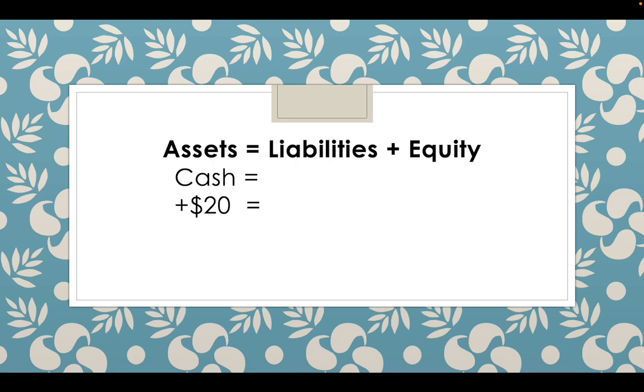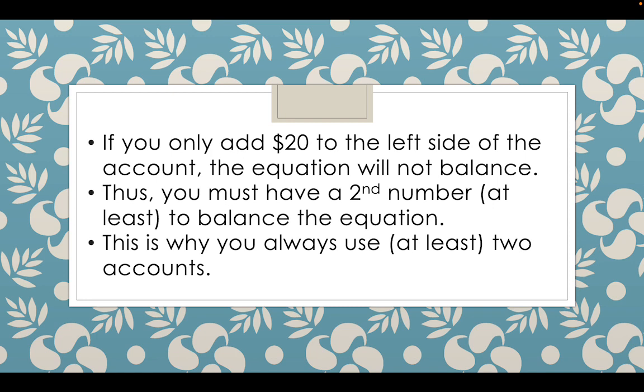So if I only use one account, whether it's cash or whether I only use a liability account or I only use an equity account, it's gonna throw the accounting equation out of balance. Whether you're adding or subtracting, it doesn't matter. It doesn't matter if it's just $1. It doesn't matter if it's just a penny. If you only use one account, it's gonna throw the equation out of balance. Therefore, in order to maintain balance, you must always have at least a second account. You must always have a second number to balance the equation.